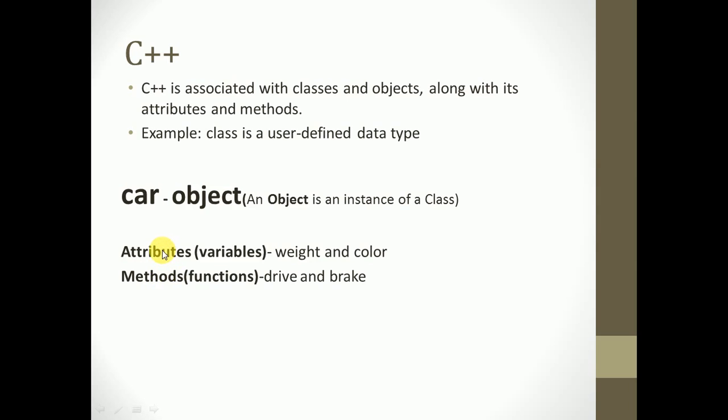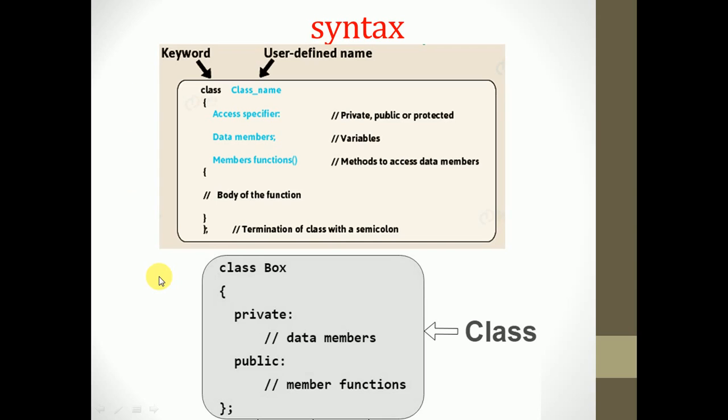Now coming to its attributes and methods. The attributes we mentioned to be variables. It can be the weight of the car, it can be the color of the car. And the methods, we call them functions. It can be either driving or brake as we define. So now we have to clearly understand that a class will have an object, its own attributes and its own methods.